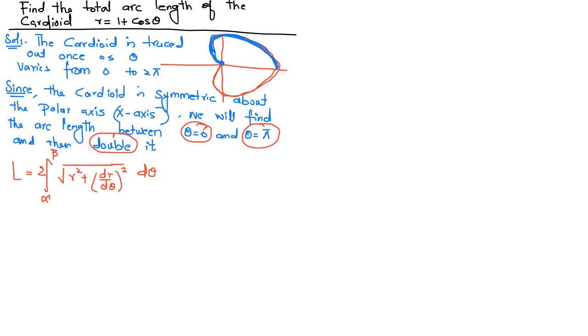Okay. Now r is given, which is equal to 1 plus cosine of theta. We need to find dr by d theta. Dr by d theta is equal to what? What is the derivative of 1? What is the derivative of 1? 0. And what is the derivative of cosine of theta?